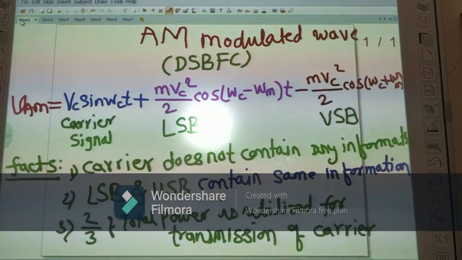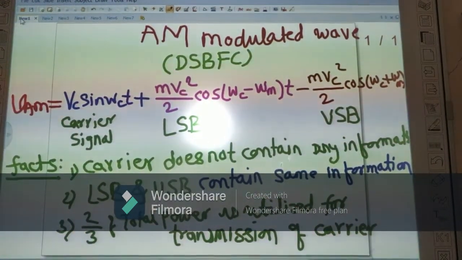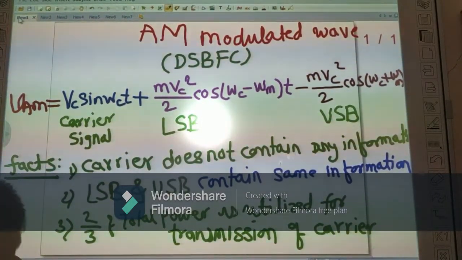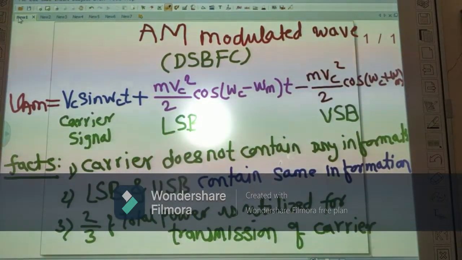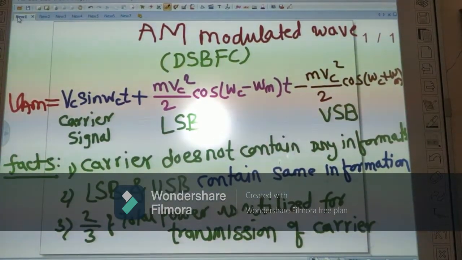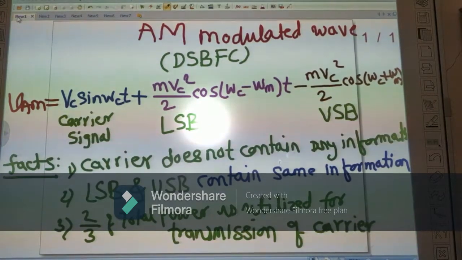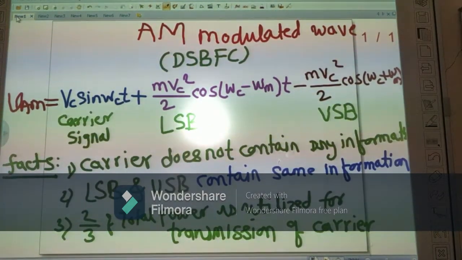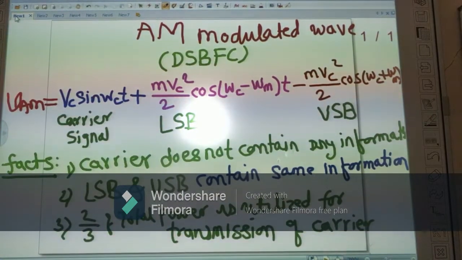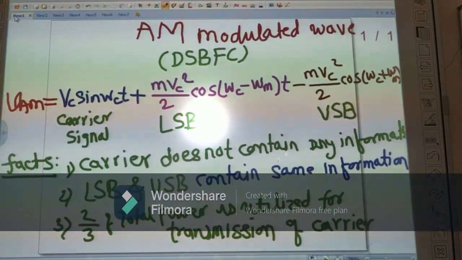Today we are going to study the double sideband suppressed carrier modulation and demodulation. Before that, we'll see again what the AM wave is, its mathematical representation and the facts related to amplitude modulation, that is double sideband full carrier.